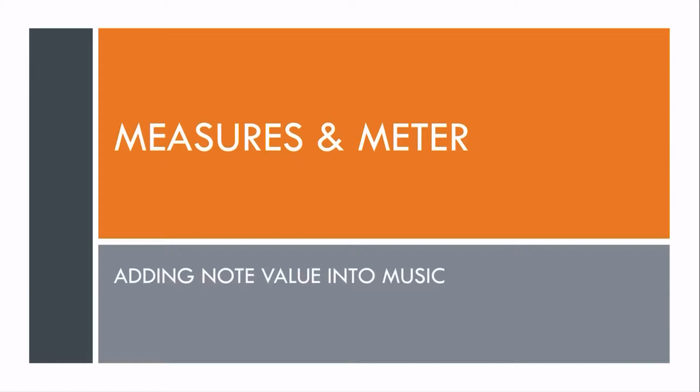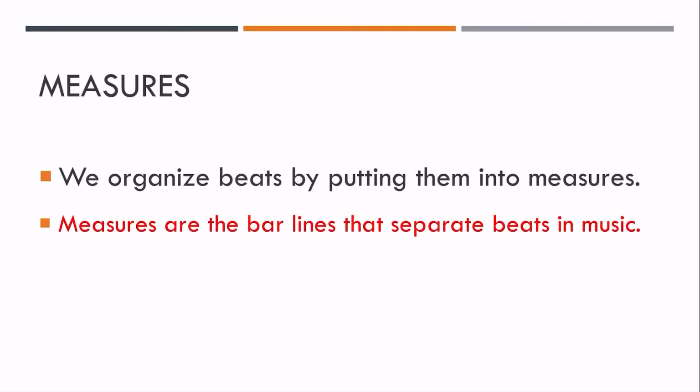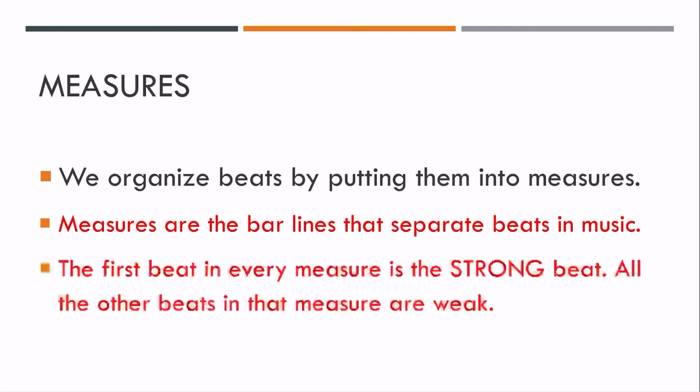So, we've talked about beat and we've talked about note value a lot, and we know that they kind of go together, right? Well, note value and beat also kind of go together with measures and meter, okay? Now, first of all, measures. We organize beats by putting them into measures. So, specifically, measures are the bar lines that separate beats in music, okay?